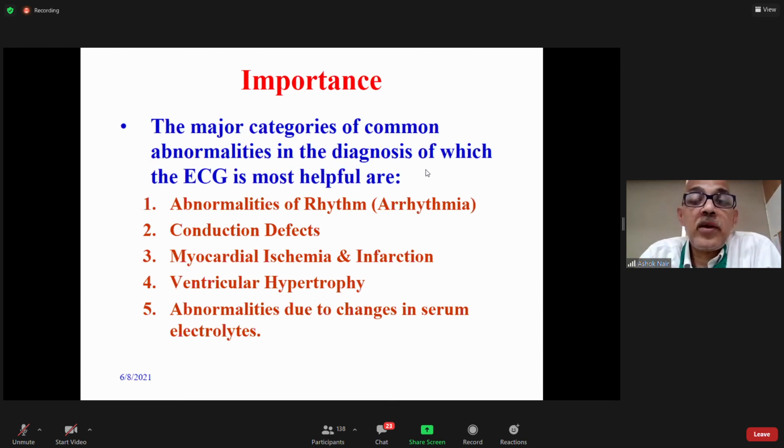What is the importance of ECG? ECG is an indirect tool. It is an essential diagnostic tool to understand certain abnormalities. You can know about abnormalities of rhythm, arrhythmias, conduction defects, myocardial ischemia and infarction, ventricular hypertrophy, and abnormalities due to changes in serum electrolytes. There are 5 major abnormalities. We will be looking at these abnormalities in a little more detail later on with respect to ECG. Okay.